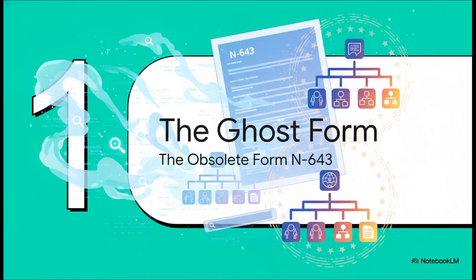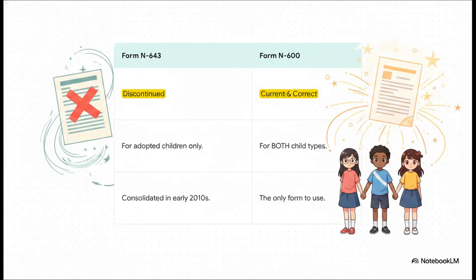So what happened to it? I mean, why is it still popping up in search results if you can't even use it? Let's take a quick look at this ghost form and figure out why it's a thing of the past. So here's the deal. A while back, USCIS had two separate lanes. The N-643 was specifically for adopted kids. But then, in the early 2010s, they basically just streamlined everything. They got rid of the N-643 and consolidated the whole process into one single form, the N-600.